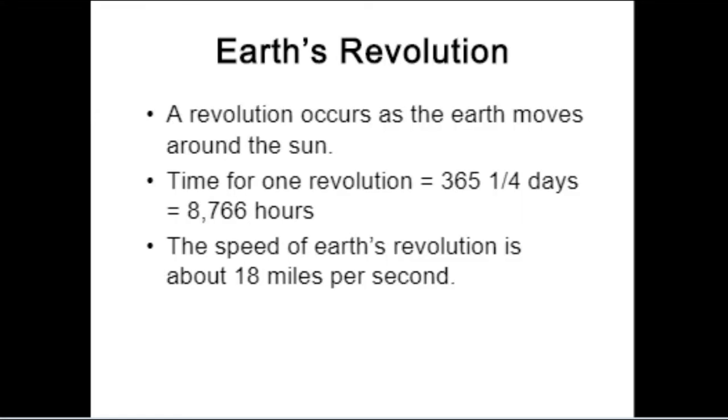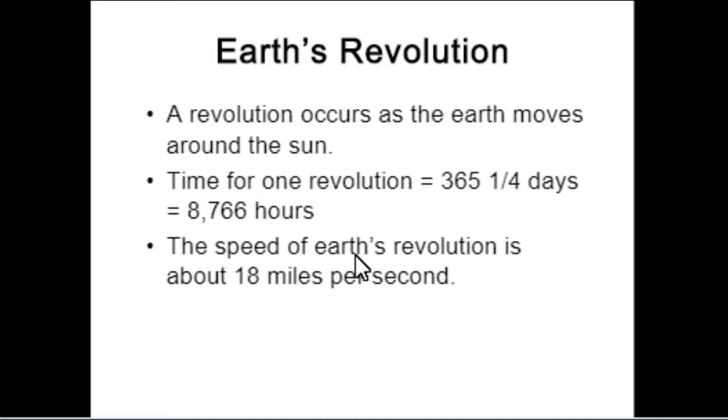The Earth's revolution, on the other hand, is our distance around the sun. So if you're 13 years old, you've been around the sun 13 times, completely around the outside. A revolution occurs as the Earth moves around the sun. The time for one revolution is 365 1/4 days, which I hope you recognize is a year.